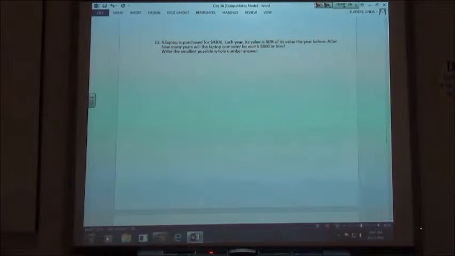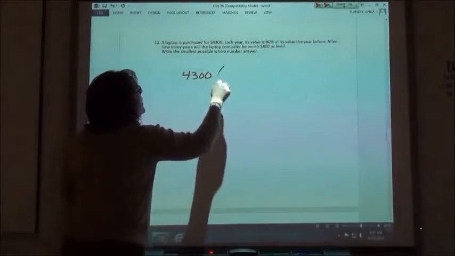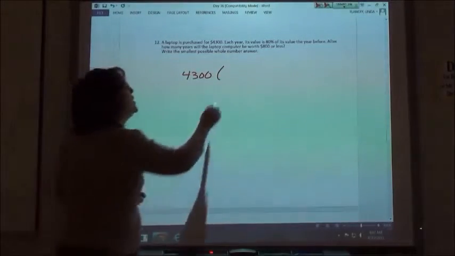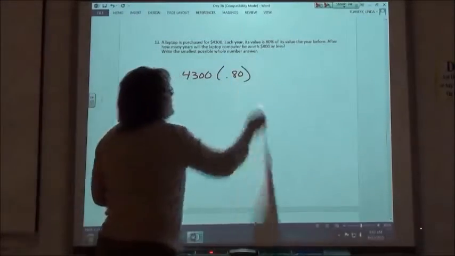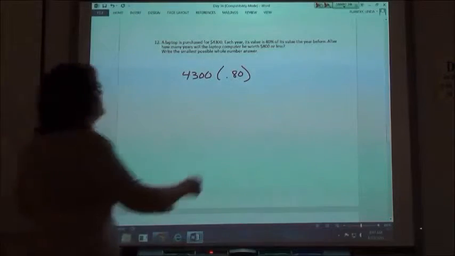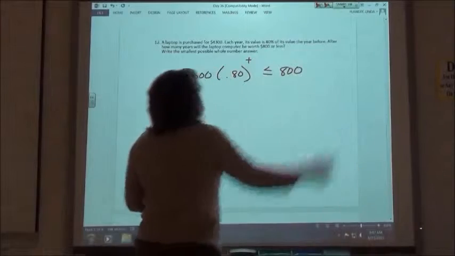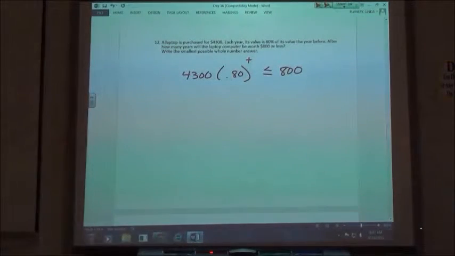So this one is decreasing in value. It's still starting at $4,300. My percent is just going to be 80%. It's not increasing, it's going down, so it's less than 100%. We don't need the 1 in front of it. To the t power, and we want to know when it's going to be less than or equal to $800. After how many years?